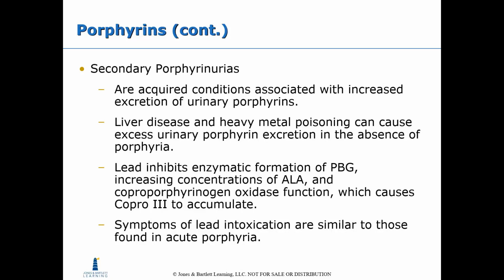Secondary porphyrias are acquired conditions associated with increased excretion of urinary porphyrins. Liver disease and heavy metal poisoning can cause excess urinary porphyrin excretion in the absence of porphyria. So if you're seeing porphyrins in patient urine samples, it could be porphyria or it could be liver disease or heavy metal poisoning. Lead inhibits enzymatic formation of PBG, increasing concentrations of ALA, and inhibits coproporphyrinogen oxidase function, which causes copro-3 to accumulate. Symptoms of lead intoxication are very similar to those found in acute porphyria.